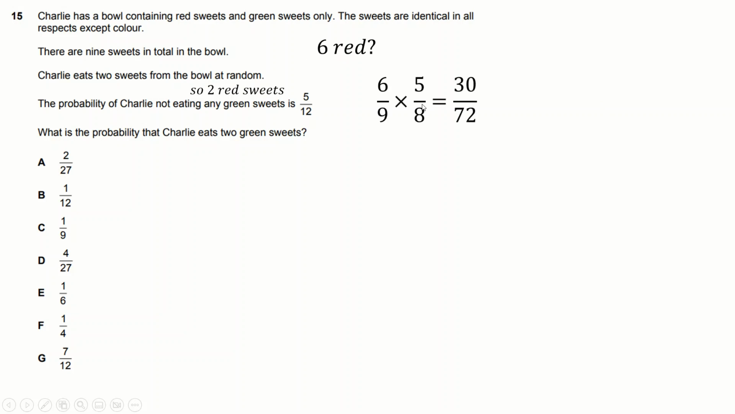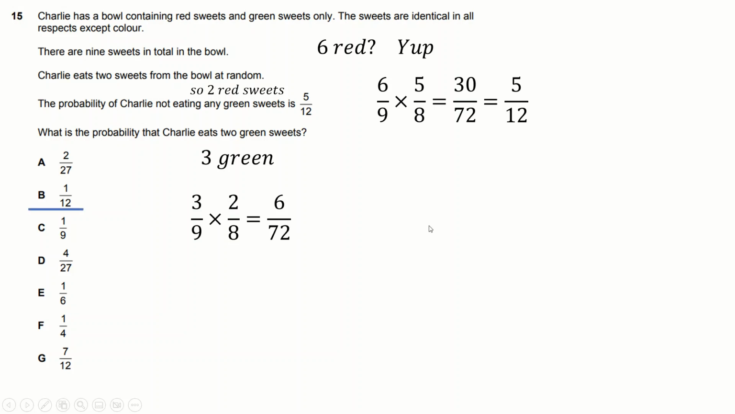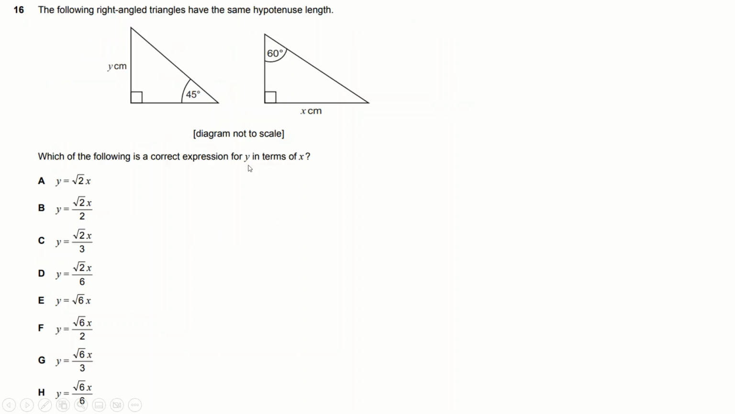Again, we're not replacing, so we reduce it by 1. Well, that's 30 over 72, which cancels down to 5 over 12. So yep, my guess was correct. If there are 6 red, that means there are 3 green, so I can now just do 3 over 9 times 2 over 8, which is 6 over 72, which cancels to 1/12, and I avoid any actual work there, which is good. Question number 16.